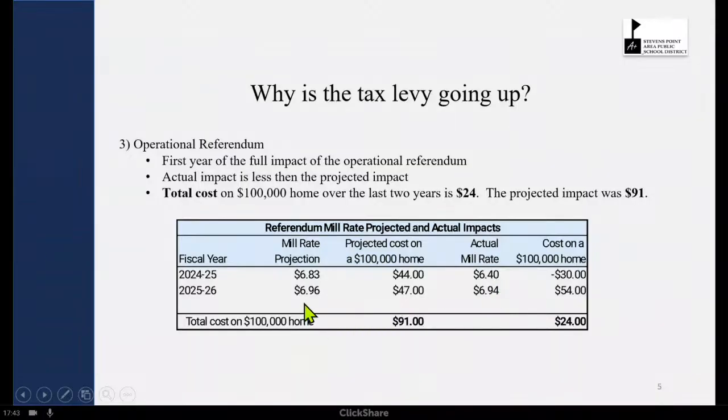The mill rate for this year was projected to be $6.96. It's ending up being $6.94, so it's a little bit less. The impact on a $100,000 home over those 2 years was projected to be $91. The actual impact based on what the current mill rates came in at is actually $24. So again, even though we saw a loss in state aid, which was big, the actual impact is less than what we projected with the mill rate.